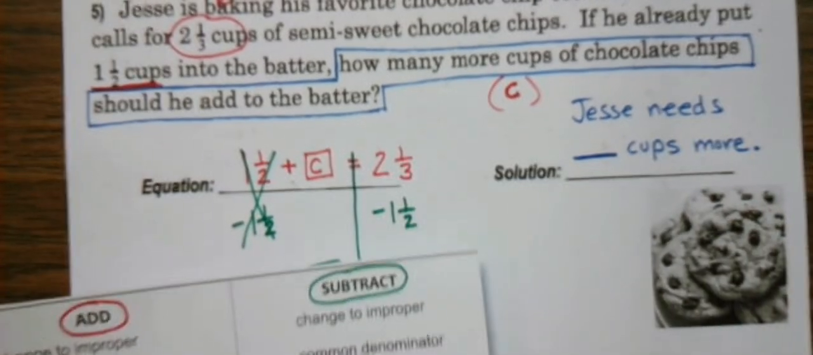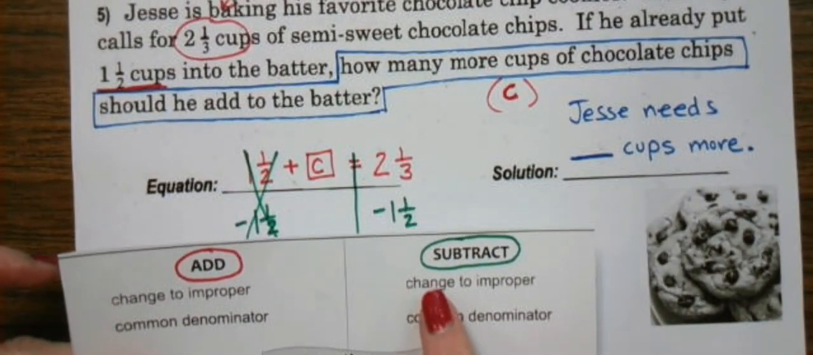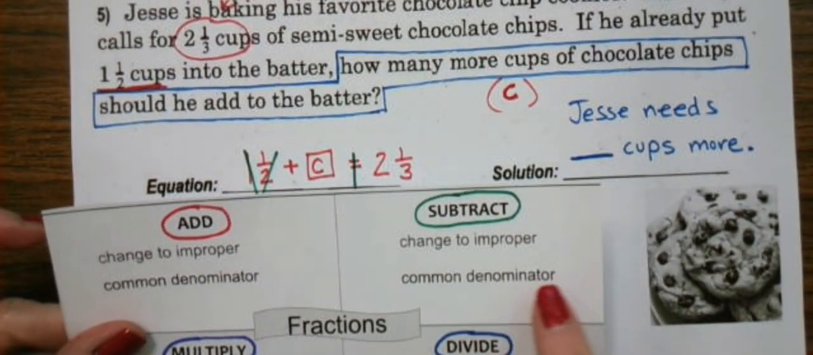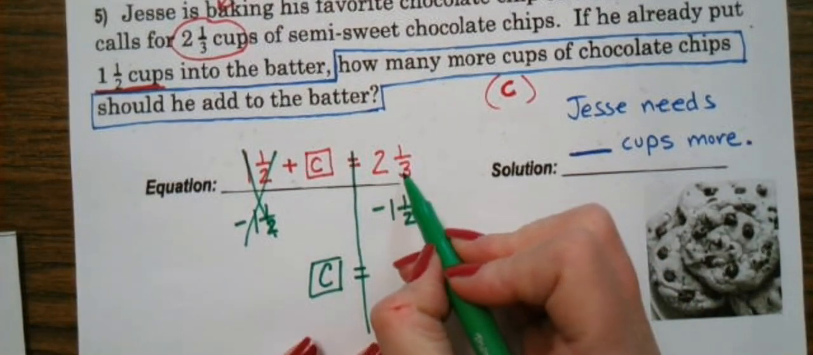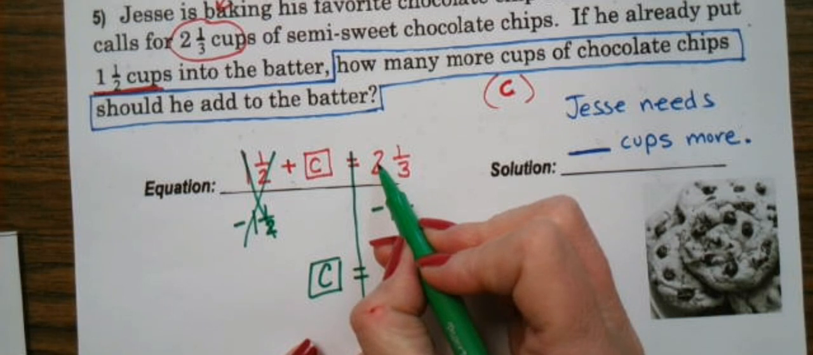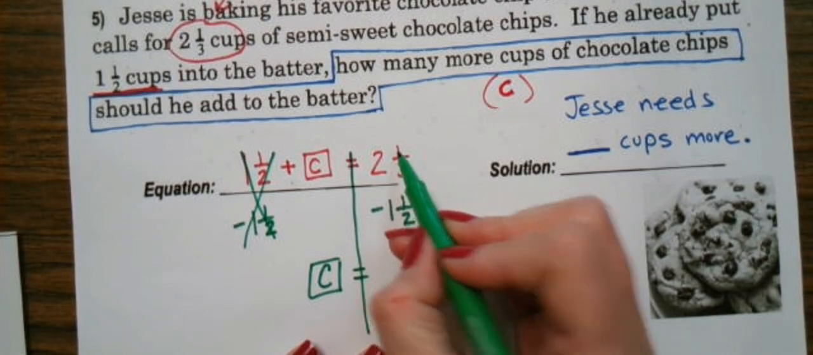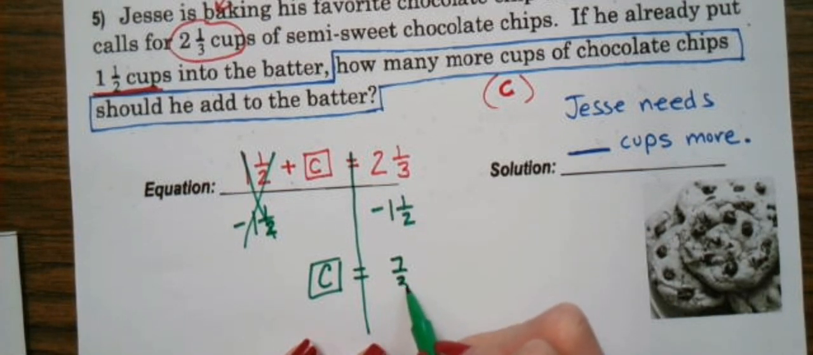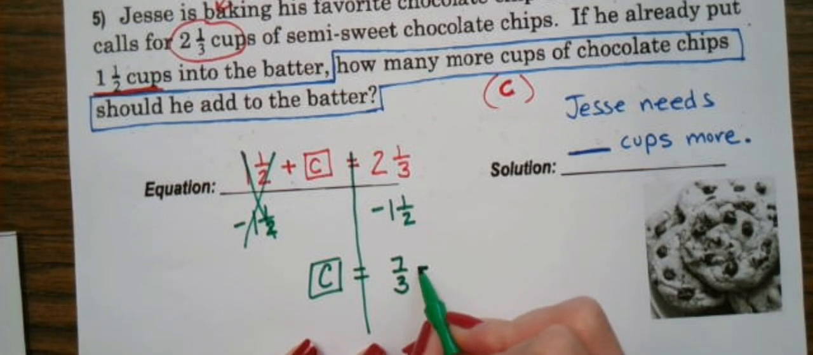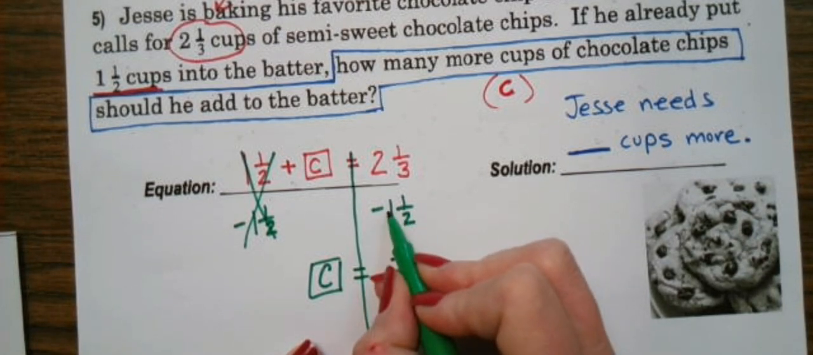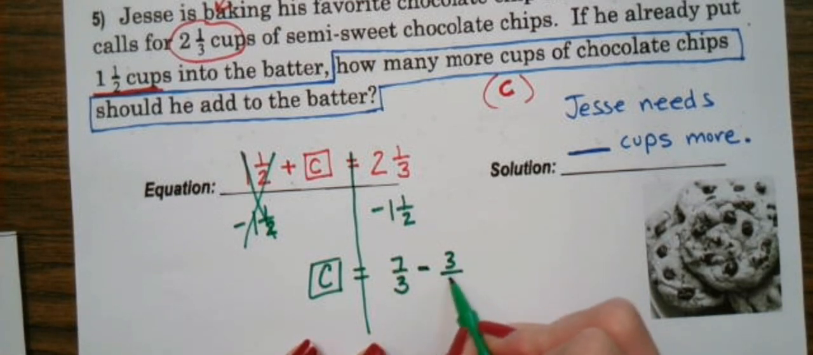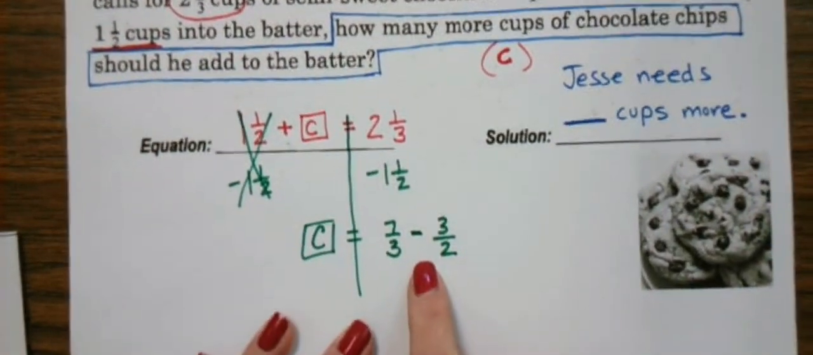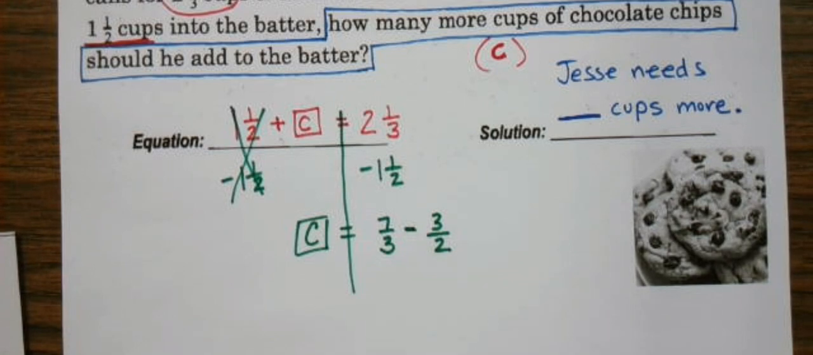Remember, when you subtract fractions, we want to change to improper, and then we need a common denominator. So change to improper. 2 1/3. 3 times 2 is 6, plus 1 is 7/3. And then we want to subtract or take away 1.5. 2 times 1 is 2, plus 1, 3/2. Okay, so we've got improper fractions. Now we need a common denominator.